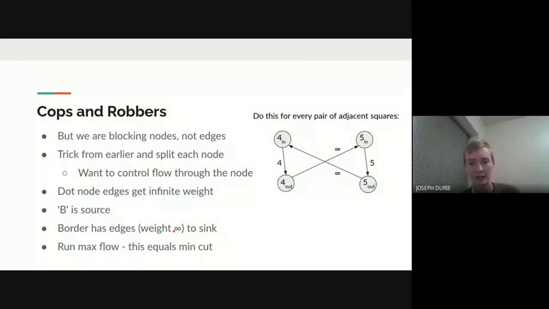And so you make this pair for every square you have, where if you have a dot, you give it infinite capacity instead of whatever the number is. And then you connect all the adjacent ones with infinite weight edges from the out to the in in both directions. It's hard to visualize when you have more than two of these groups at a time, but between every adjacent pair, you have the infinite edges going from the out to the in both ways.